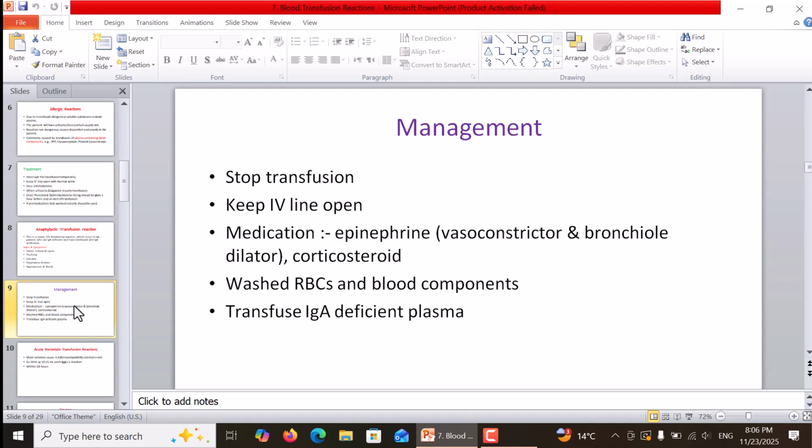How will we manage such a case? We should stop transfusion, keep the IV line open with saline, give medications such as epinephrine, which is a vasoconstrictor and a bronchodilator. We might give corticosteroid also. Washed RBCs and blood components should be used in such reactions because they are severe and life-threatening. And IgA deficient plasma should be transfused if available.